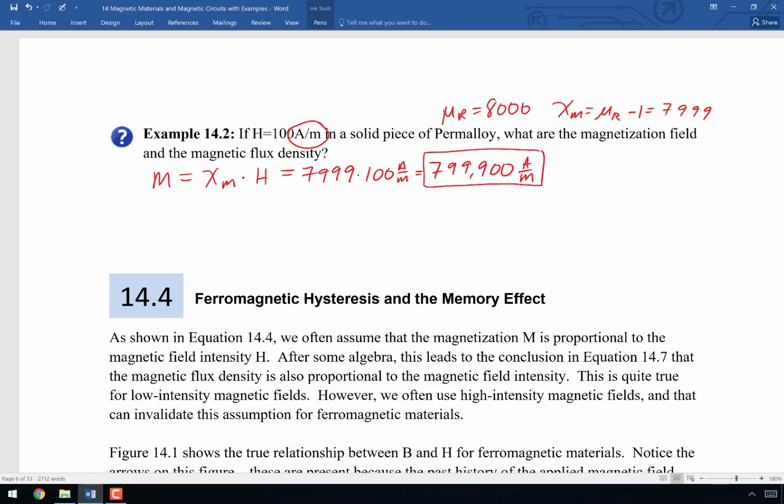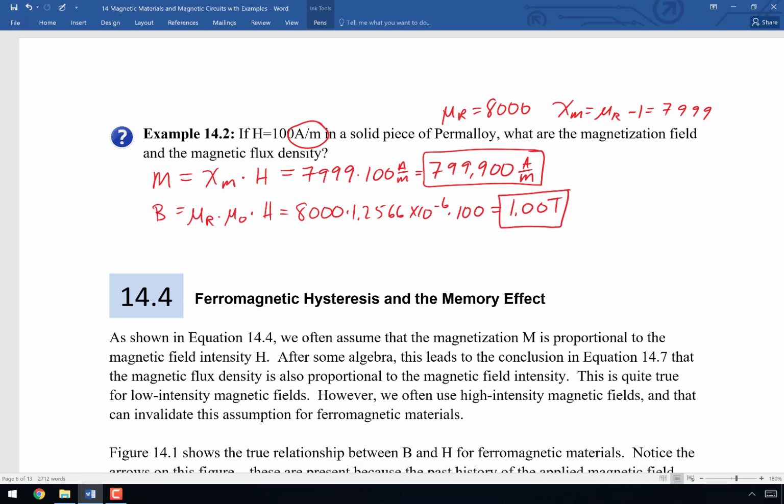And then I can now calculate B. B is equal to mu sub r times mu sub 0 times H, which is 8,000 times 1.2566 times 10 to the minus 6th, and then that's times 100, and that gives me 1.00 Tesla.